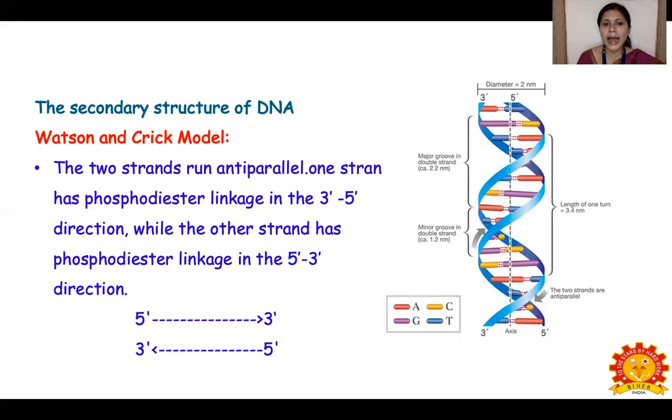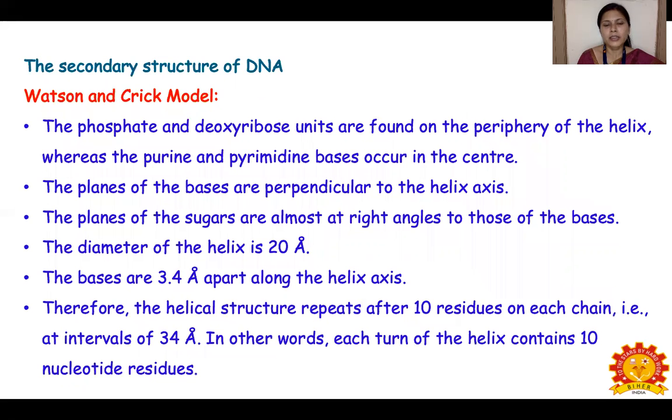The 2 strands run anti-parallel. So here 2 polynucleotide chains will be there. We have seen that the primary structure runs from the 5' to 3' side. As the 2 chains will be there, they will be anti-parallel. That means one strand has phosphodiester linkage in the 3' to 5' direction, while the other strand has phosphodiester linkage in the 5' to 3' direction. The phosphate and deoxyribose units are found on the periphery of the helix, whereas the purine and pyrimidine bases occur in the center. The planes of the bases are perpendicular to the helix axis. The planes of the sugars are almost at right angles to those of the bases.